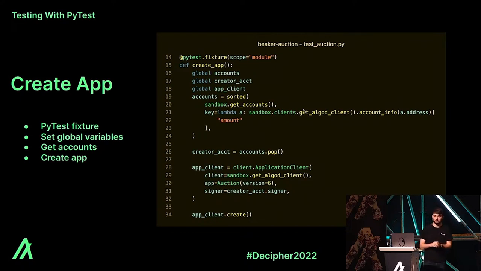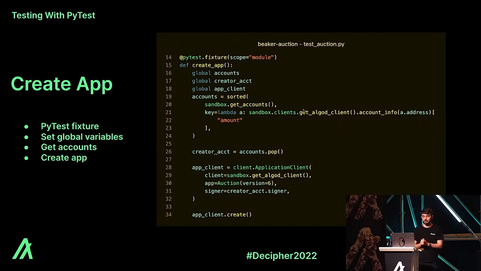So the first thing we do, we're going to create some global variables that we're going to use throughout the test. If you really wanted to avoid using global variables, you would probably want to use fixtures and properly, you know, pass down the values. But in this case, it's just a little bit easier to use global variables. So that's what we did here.